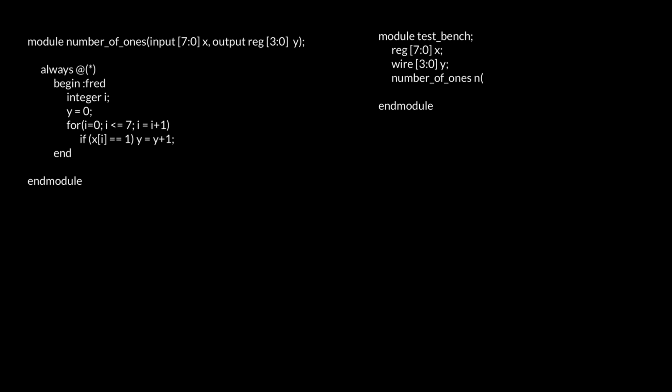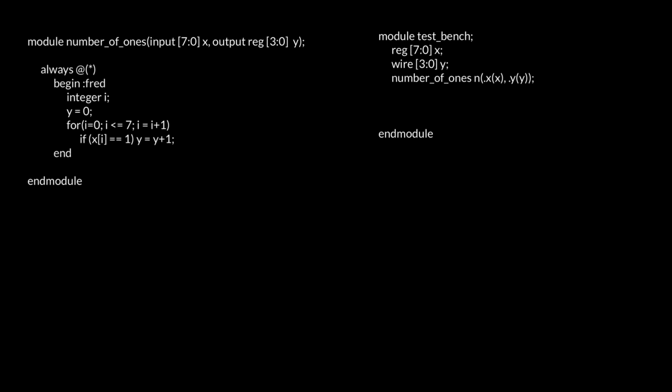The fast way is just to match the ordering. The safe way is to say that the input called X is going to be assigned to my register X, and the input called Y is going to be assigned to my wire called Y. Now I've instantiated my chip. It now exists inside my virtual test bench. I need to generate some input signals and then display the output Y.